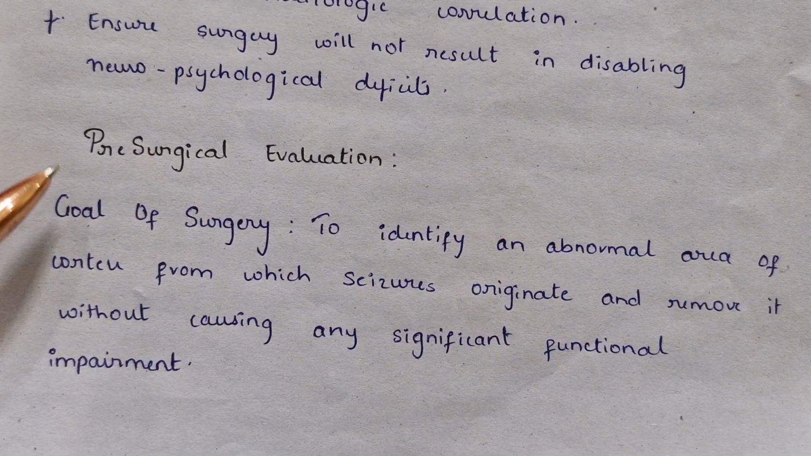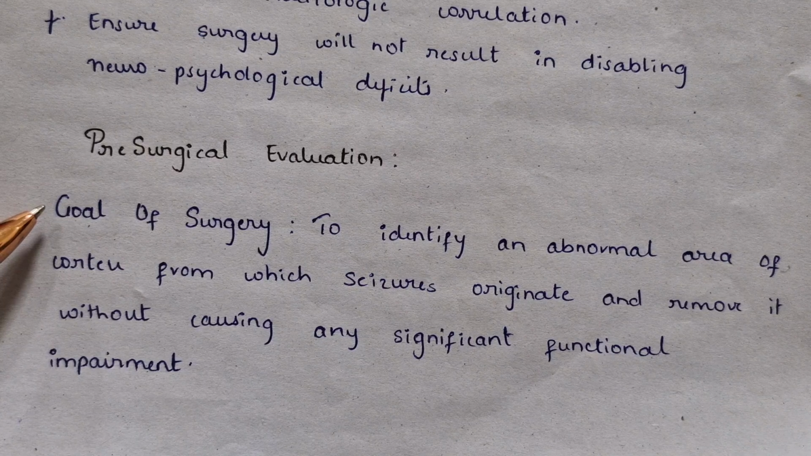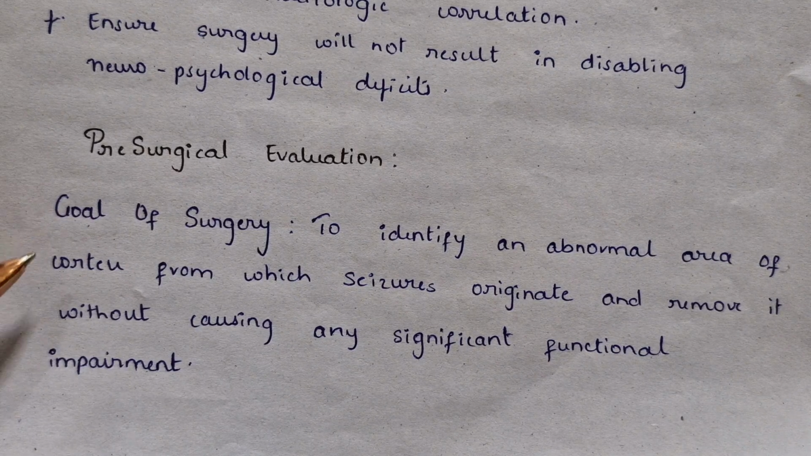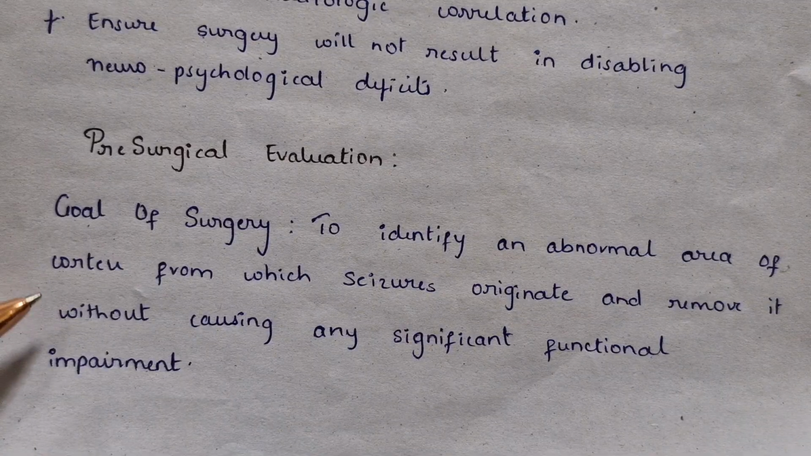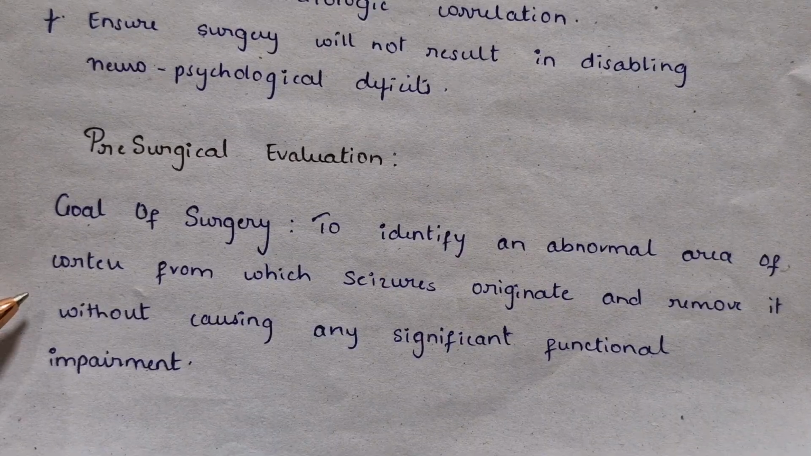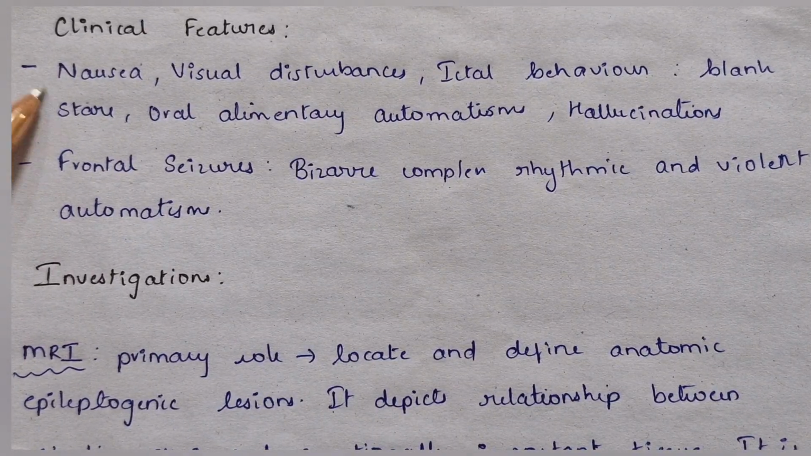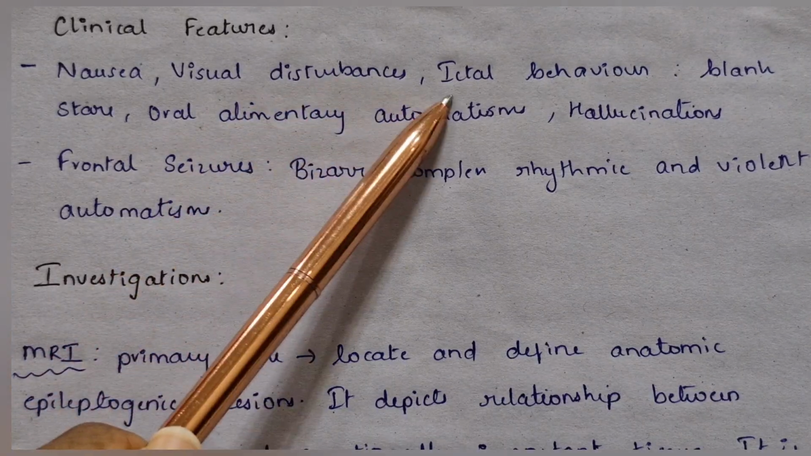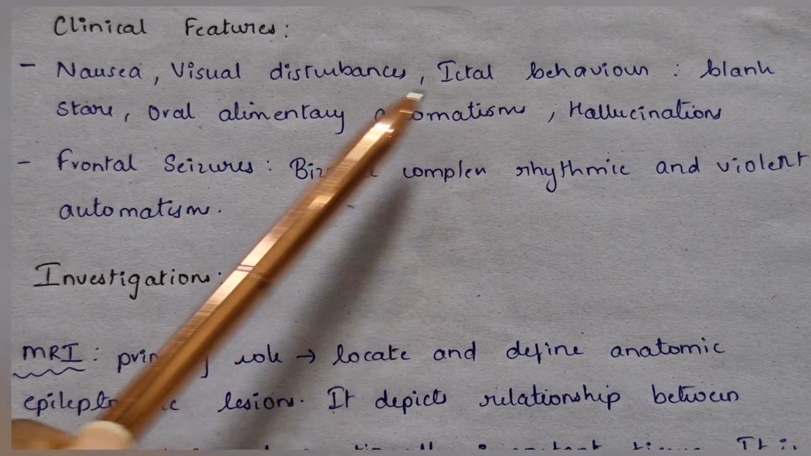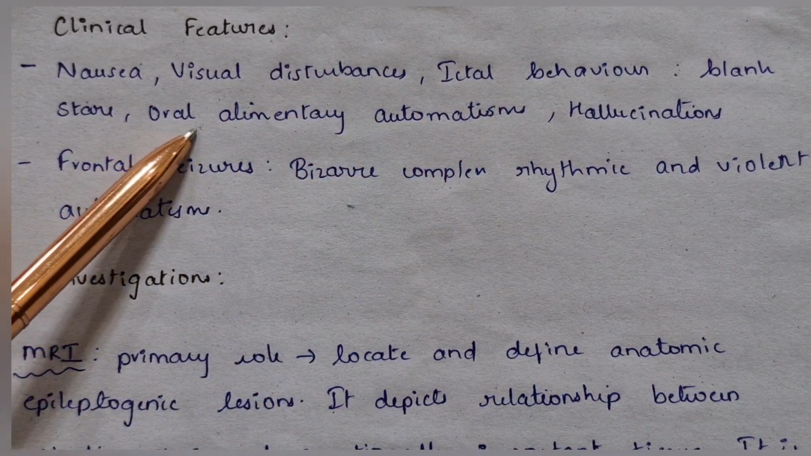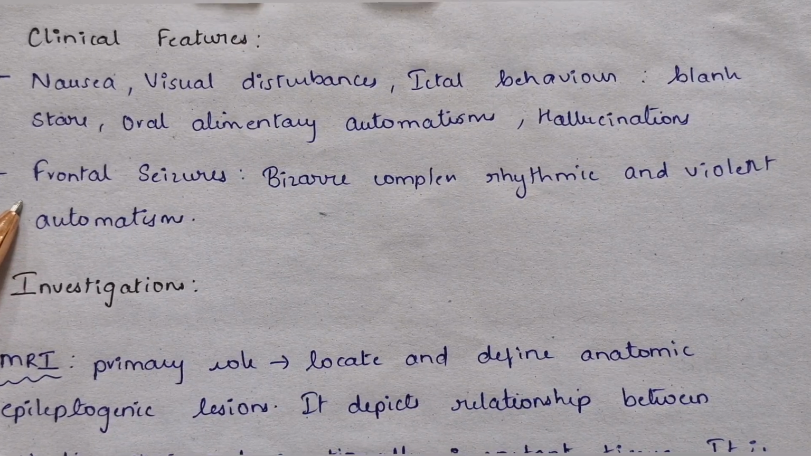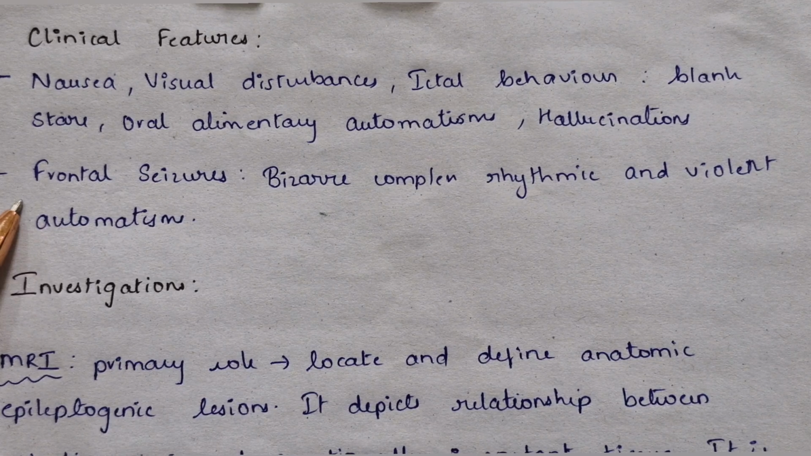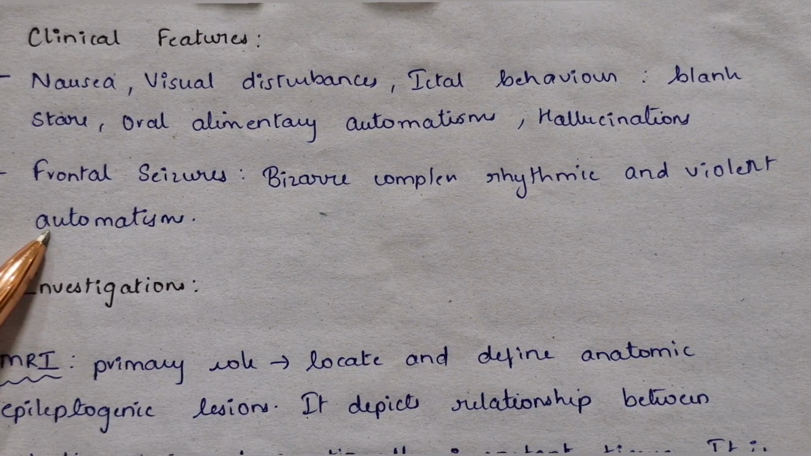Pre-surgical evaluation. The goal of the surgery is to identify an abnormal area of the cortex from which seizures originate and remove it without causing any significant functional impairment. Clinical features include nausea, visual disturbances, ictal behavior, that is blank stare, oral alimentary automatisms, and hallucinations. And in case of frontal seizures, we get bizarre, complex, rhythmic, and violent automatisms.